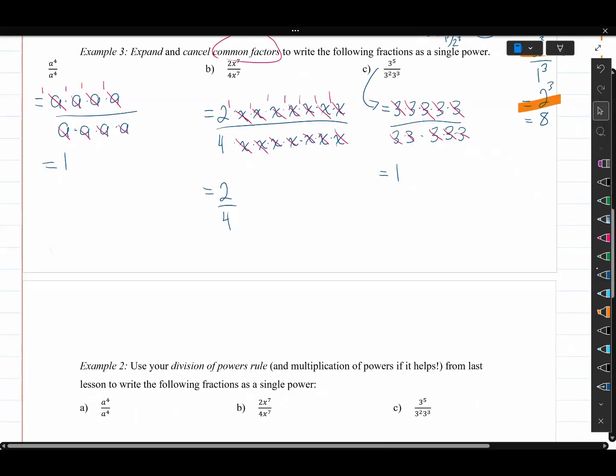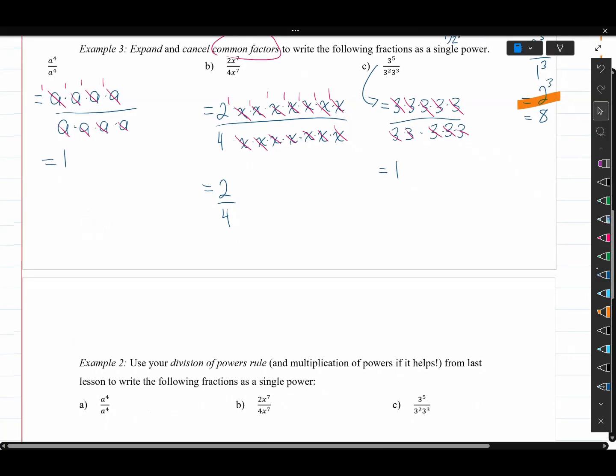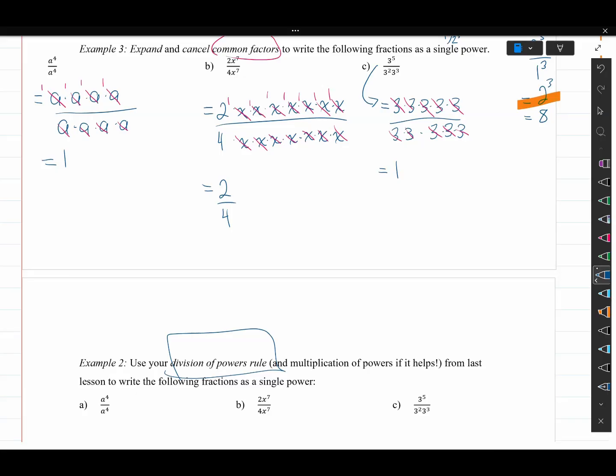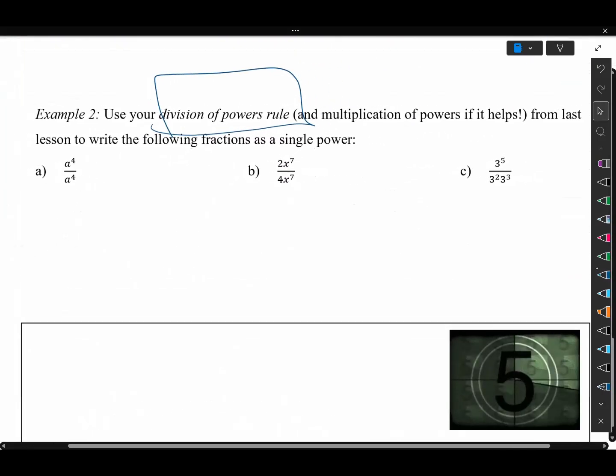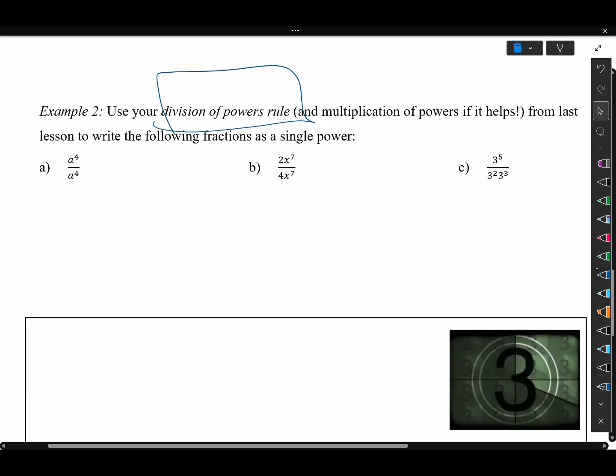And lastly, before we make our conclusion, we're going to use our division of powers rule. And we might use our multiplication of powers when it comes up, but we're going to focus on our division of powers rule from our last lesson to write the following fractions as a single power. I encourage you to pause the video, check to see how you did. This is not a video lesson on this, so I want you to see what happens.